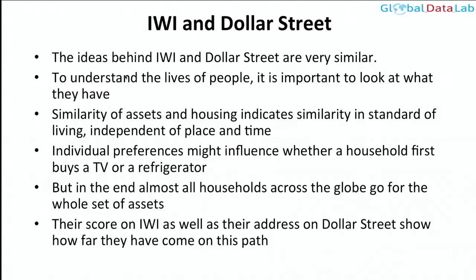Of course, there are individual preferences. Some households prefer first to buy a TV and then a refrigerator, but in the end, almost all households across the globe go for the whole set of assets. And the reason is, especially with some of those assets, like a refrigerator or a washing machine, because having it liberates the time of women.